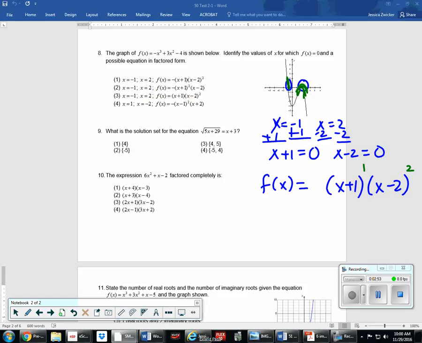A lot of us chose the choice that corresponded to x plus 1 times x minus 2. However, this graph is that of a negative odd function. Odd because the ends go in opposite directions, negative because of the behavior of the graph. Remember, if the right side is going down, the graph is negative.